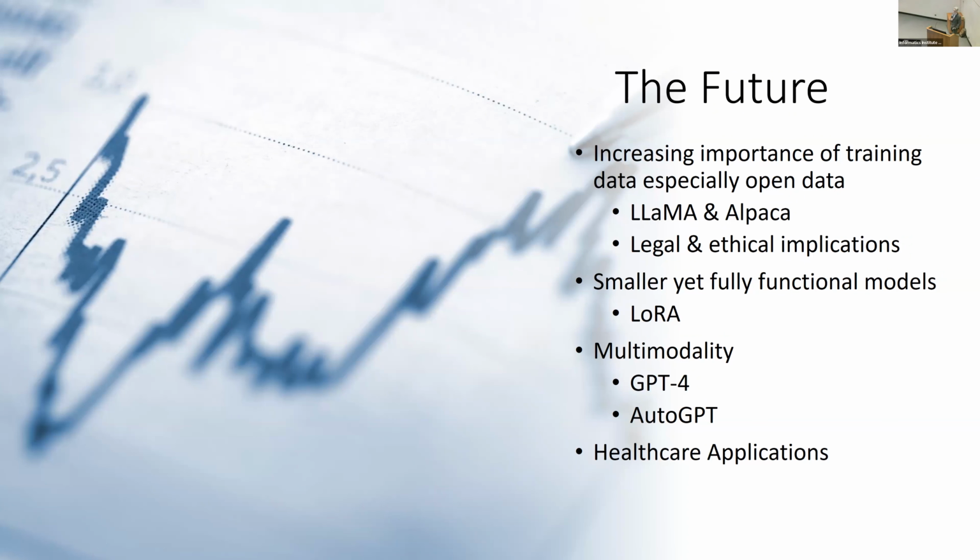So where is this all going? Things are happening very quickly, but I think there are some trends that are worth talking about. One is data. Data has always been important, but there's more importance on it now, perhaps, than before: training data, training for longer, and training hopefully with data that can be shared. I'll talk about Llama and Alpaca. And then smaller, more efficient, but functional models. I'm going to talk about LoRA a little bit for that.